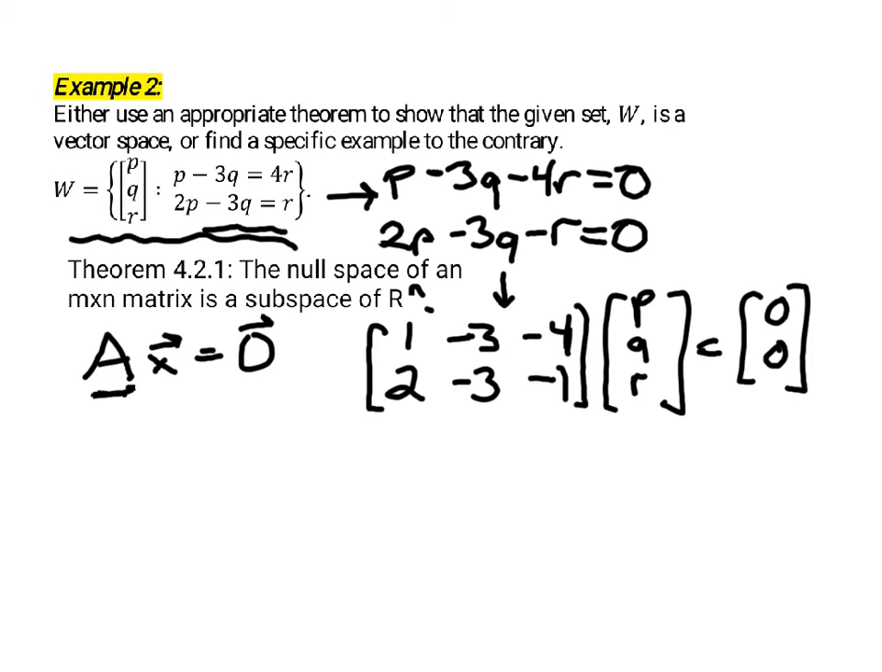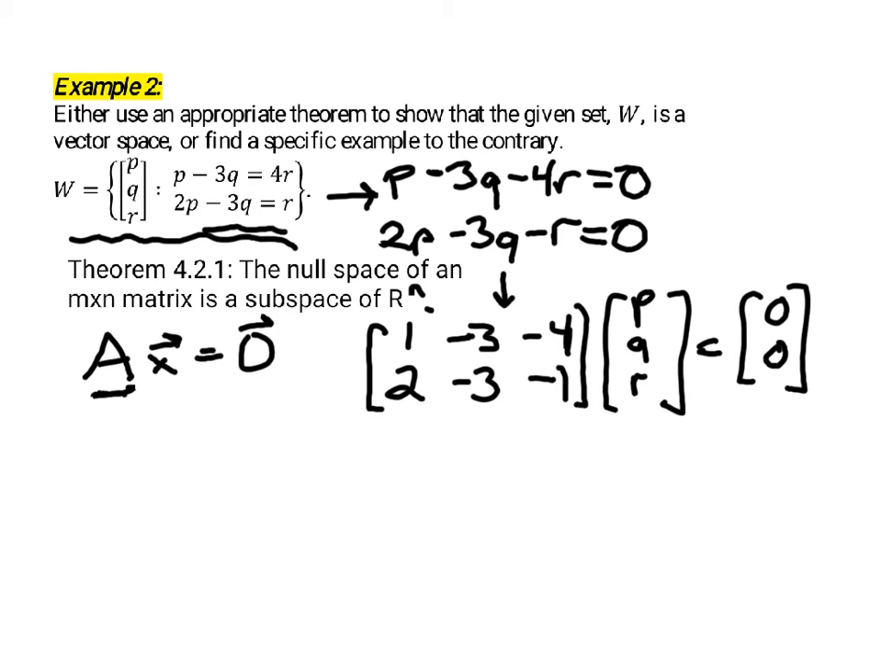And just to verify this real quick, if we do this matrix multiplication, we'd have P minus 3Q minus 4R is equal to 0, the first equation. And then 2P minus 3Q minus R is equal to 0, so there's the second equation. So we're confident that this matrix equation corresponds to this set of linear equations.